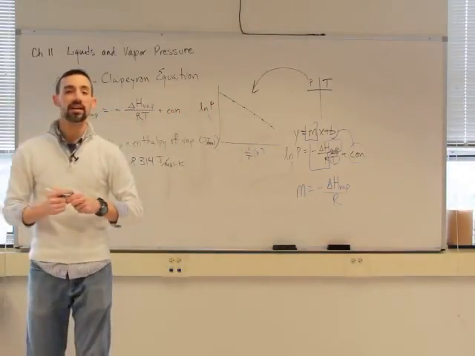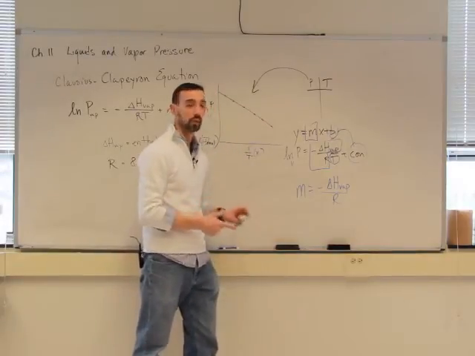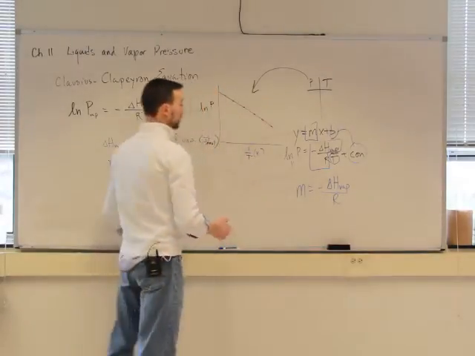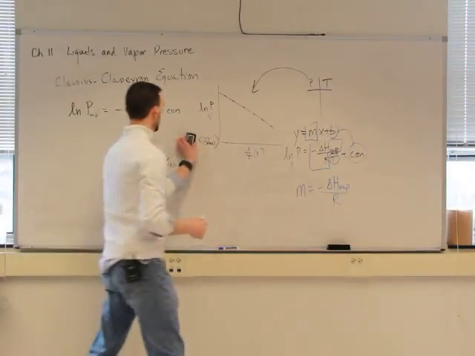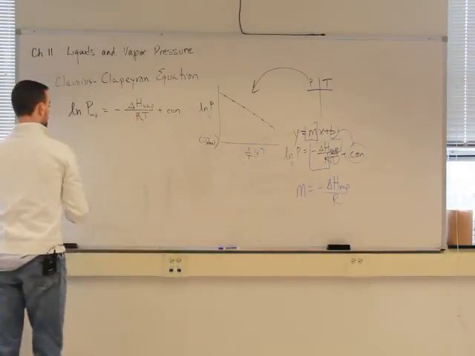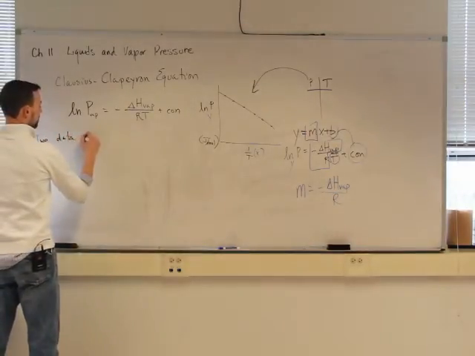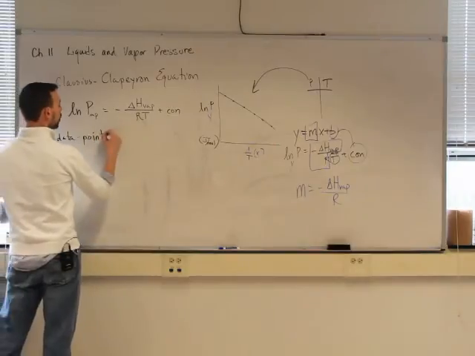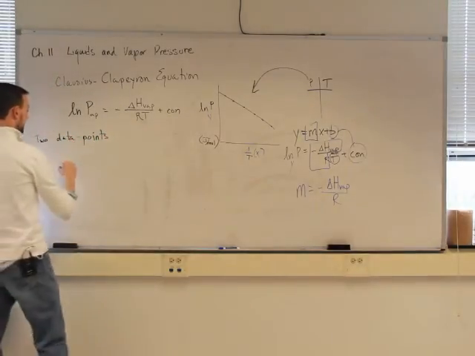We can also use that sort of data to predict the boiling point of a substance. When we have a whole bunch of data points, a graph might be very useful. But for 2 data points, because 2 data points is all it takes to make a line, right? You only need 2 points to make a line.